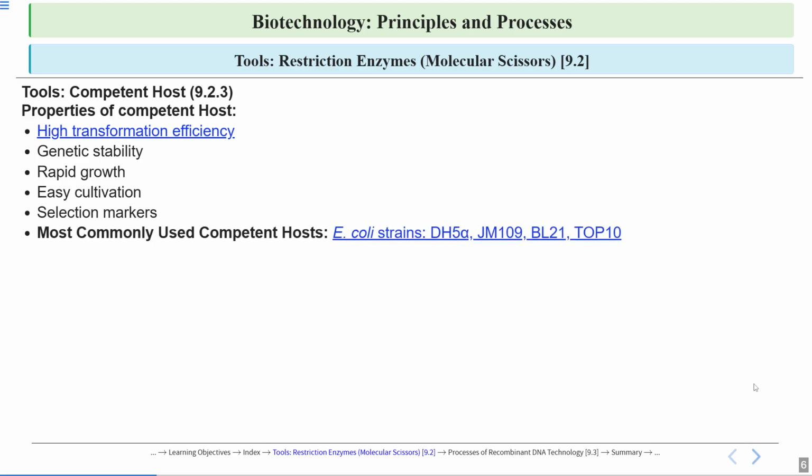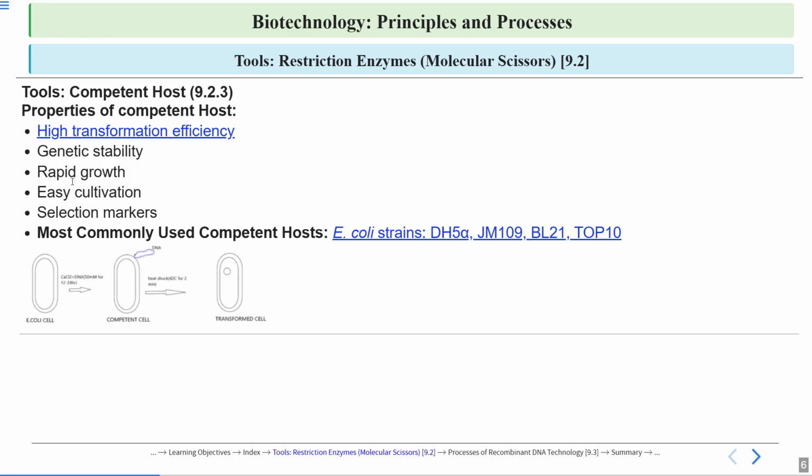The most commonly used competent hosts are E. coli, and many strains of E. coli have been used as competent hosts. First is E. coli DH5 alpha. This is the most commonly used, DH5 alpha. And if you remember just this DH5 alpha, it is more than enough. But others are JM109, BL21, TOP10.